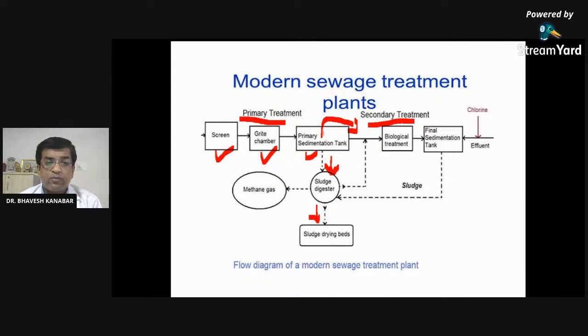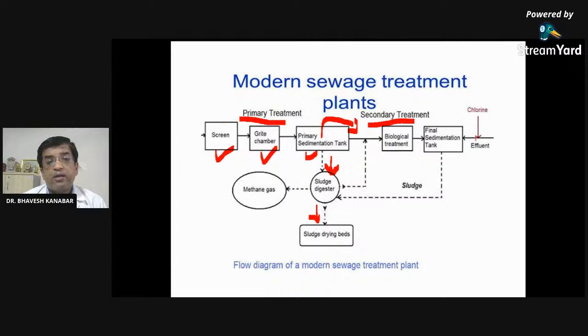Remember that in the modern sewage treatment plant, there are primary sedimentation in primary treatment and secondary or final sedimentation in secondary treatment. After the secondary sedimentation, the sediment in both sedimentation tanks is known as sludge, and it is subjected to the sludge digester and the sludge drying bed. The upper part of the water is the effluent, and chlorine is mixed with this effluent. This effluent is pure water, but again, it cannot be used for drinking water purposes.